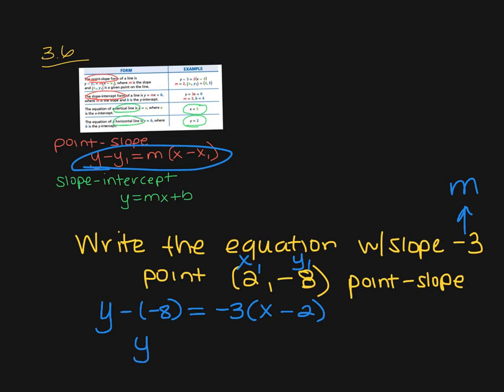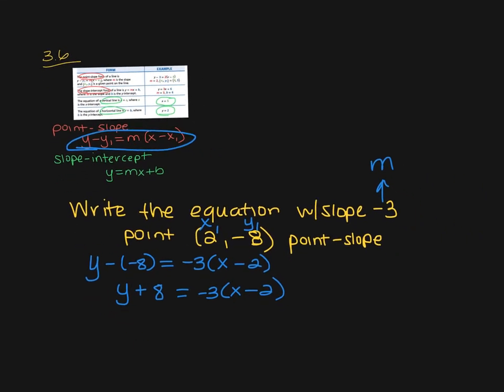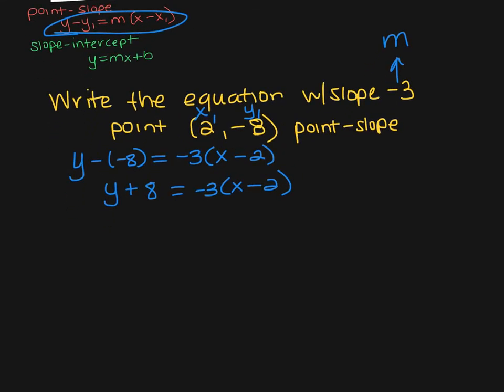And then the only thing you need to simplify is the -8. So that would be y plus 8 equals -3 times x minus 2. And then you leave it just like that. So in point slope form, it gets left like that. If it asks for it in slope intercept, I would distribute it. The next part would be kind of like the reverse of that: if it said to graph the line that was in that format.